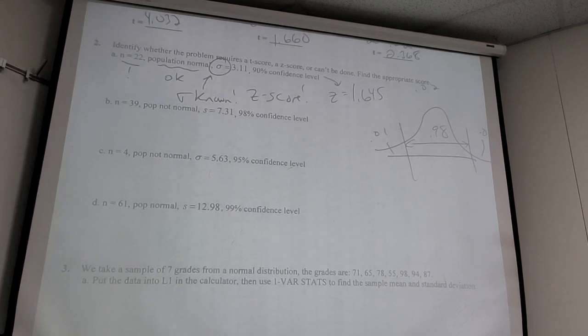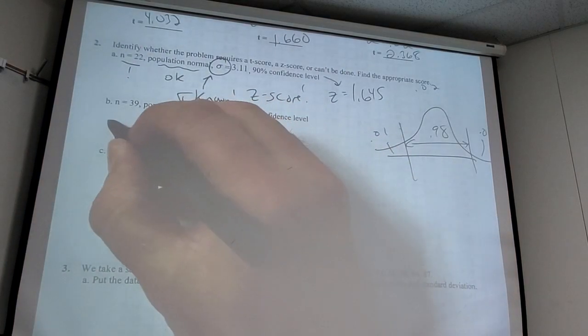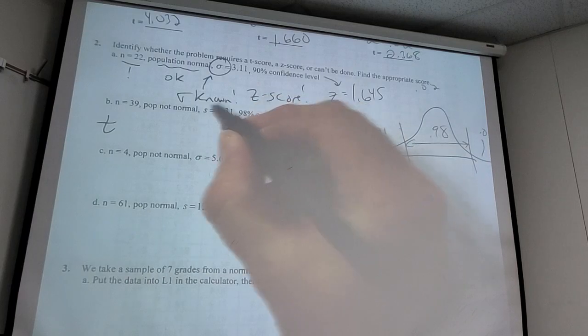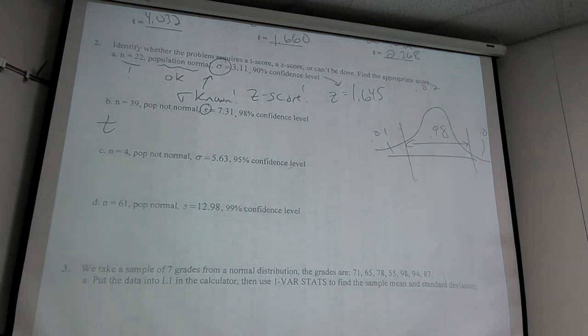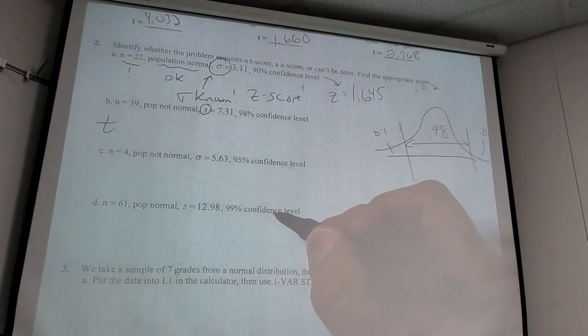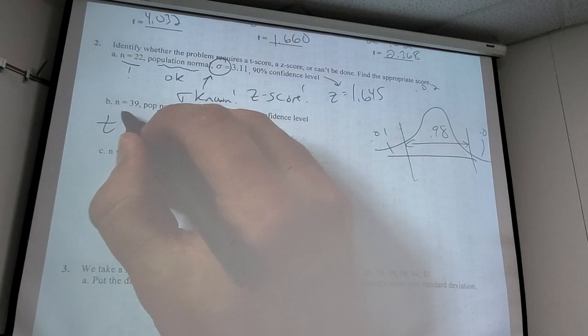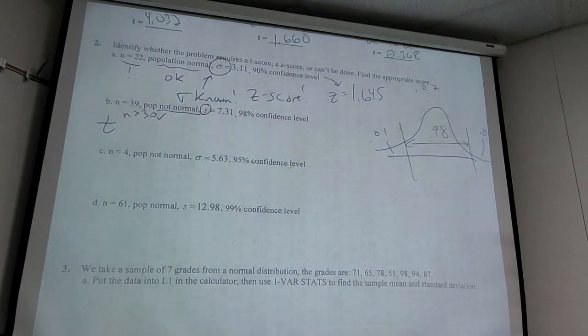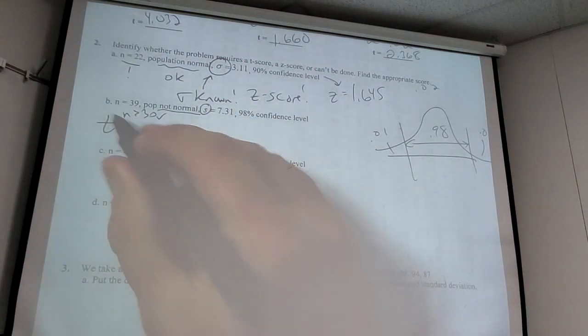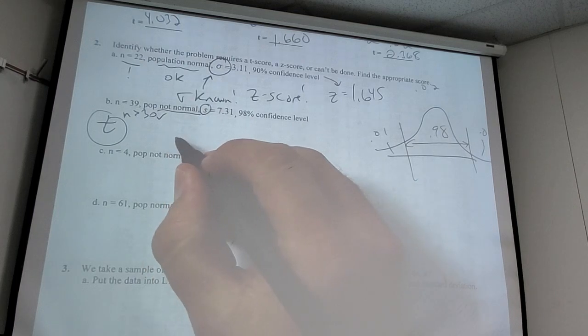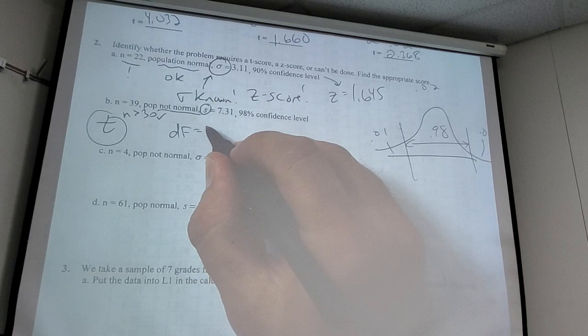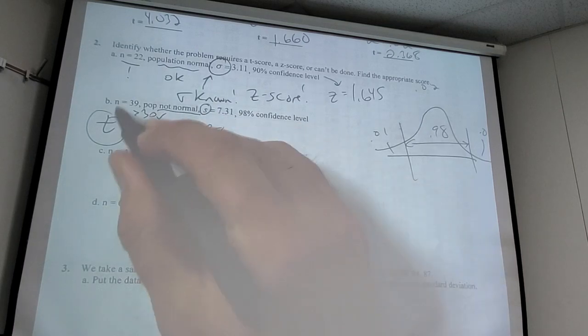Part B, is it Z or T? Why is it a T-score? We only know S, we don't know sigma. Plus, what else? Population is not normal. But N is greater than 30. So we want to use a T-score. What do we need to be able to look up the right T-score? I have to know the degrees of freedom. What's that going to be? 38, one less than the sample size.